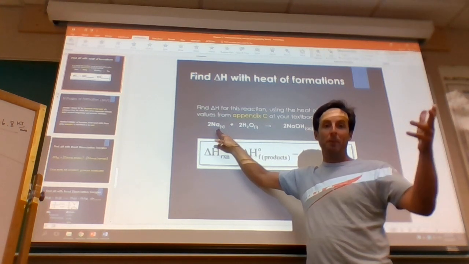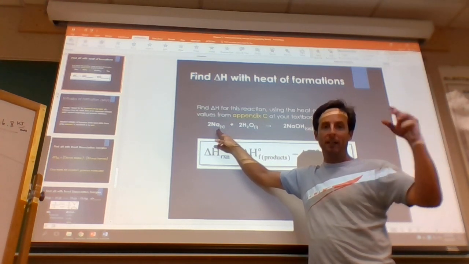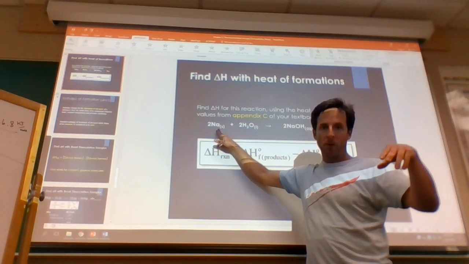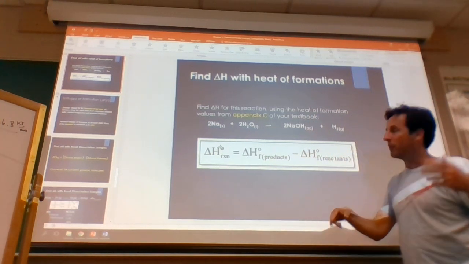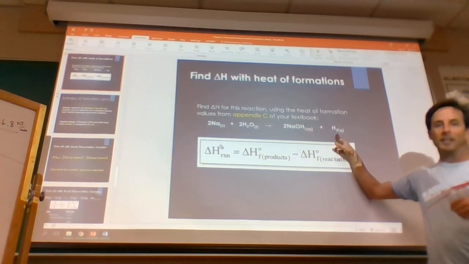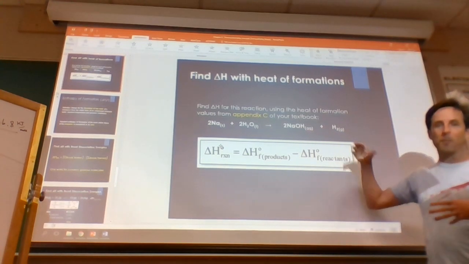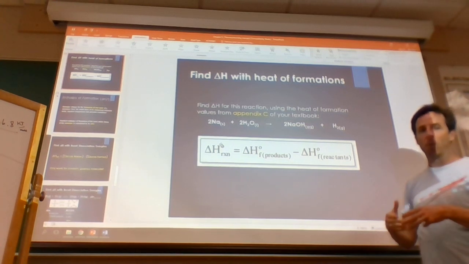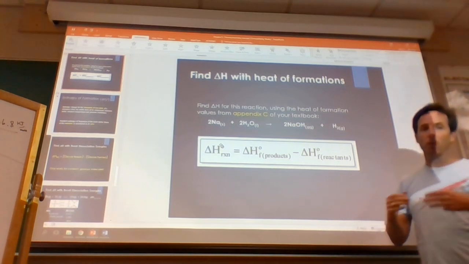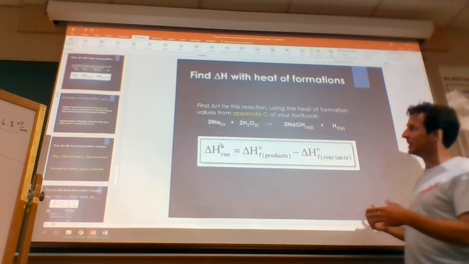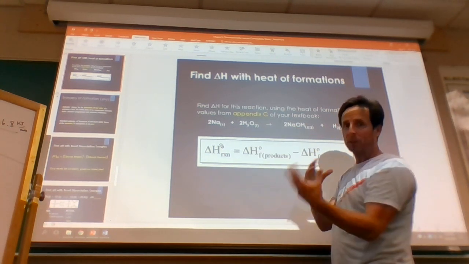If you look in the table, in the appendix, you can find it, and it says the delta H of formation for solid sodium is 0. If you look up the heat of formation for hydrogen gas, H2 gas, its heat of formation is also 0, because that's the normal form of the element. Forming the normal form of an element from the normal form of the element is always 0. So essentially, I got all my numbers. We've looked them all up now.